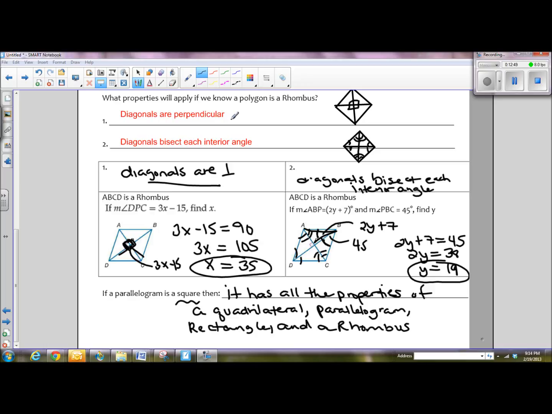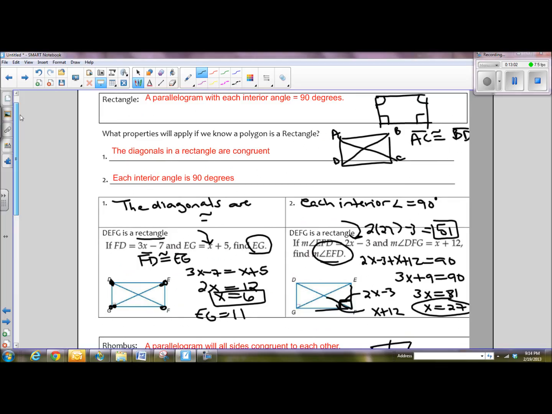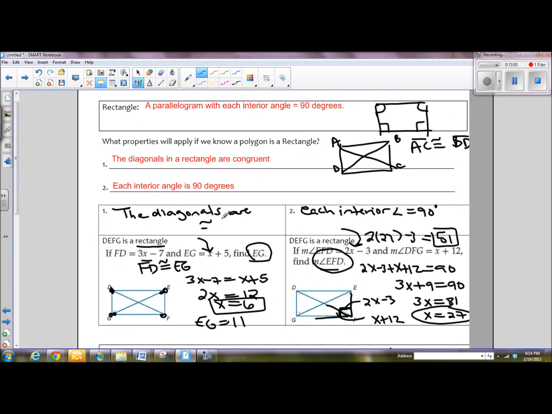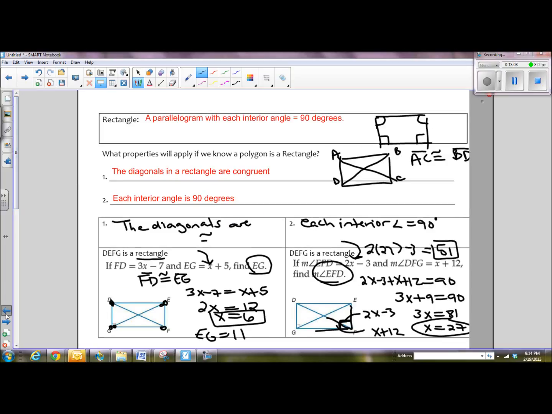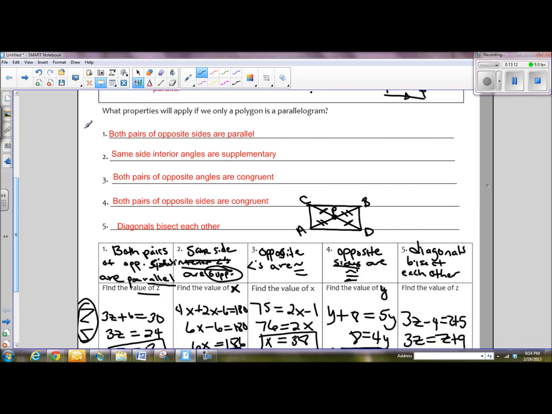Now, in order to keep all this straight in your head, you may want to make flashcards and actually study them. Because as soon as I say rhombus, you have to be able to say and write that in a rhombus the diagonals are perpendicular, and the diagonals bisect each interior angle. For a rectangle, you must immediately be able to tell me that the diagonals are congruent and that each interior angle is 90 degrees. And then for a parallelogram, you have 5 properties to know and be able to apply algebraically.